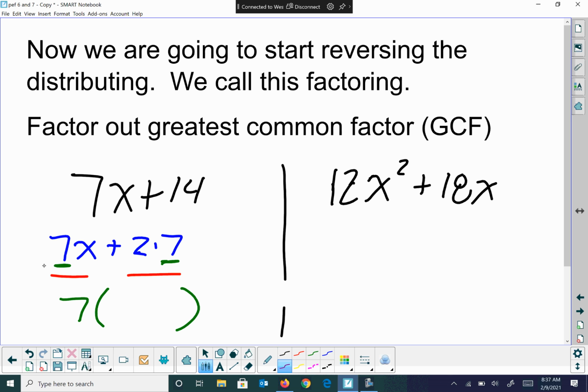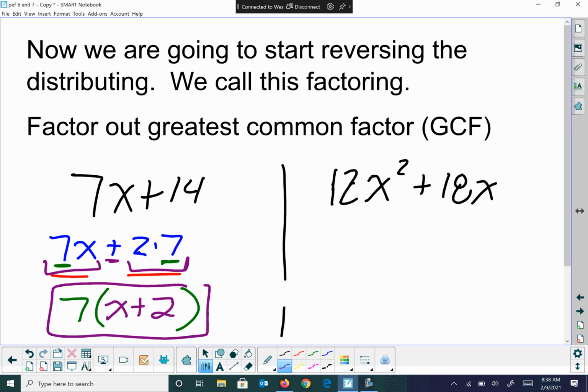So if I factor a 7 out of 7x, I'm left with an x. And if I factor 7 out of 2 times 7, I get this. So we have just undone what we were doing. So we're starting on our venture towards factoring, okay? You want to see what I did?